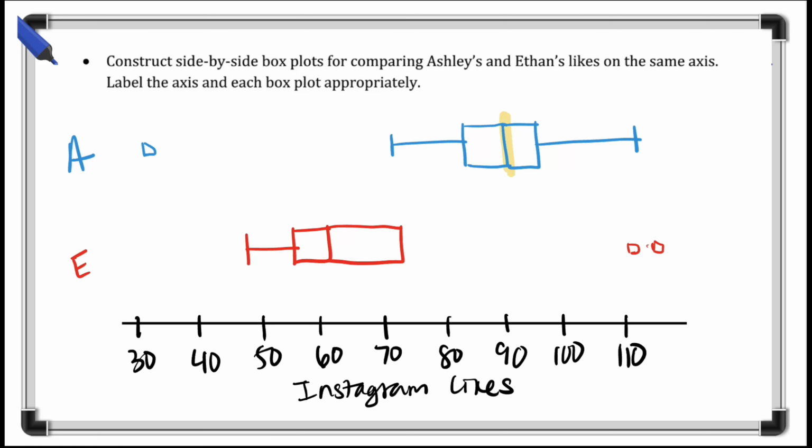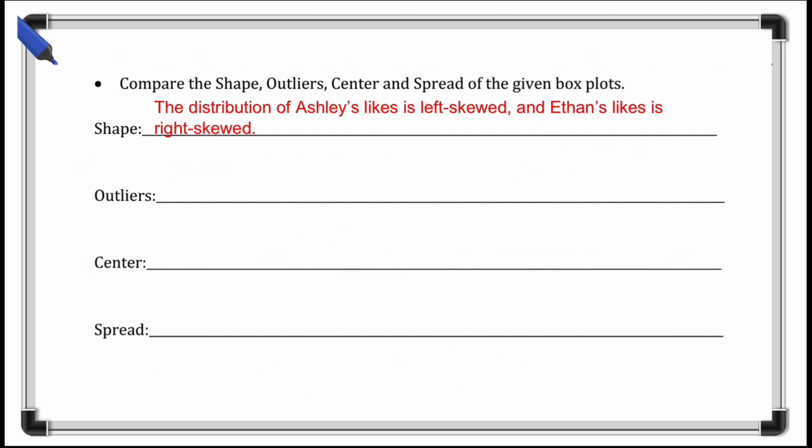So with Ashley, the median all the way is left skewed. So we got a left skewed for Ashley, and then Ethan, median going all the way to the right. We've got some outliers there, is right skewed. So the distribution of Ashley's likes is left skewed and Ethan's likes is right skewed. We did have some outliers. Ashley had an outlier at 31 and Ethan has 2 outliers at 112 and 115.